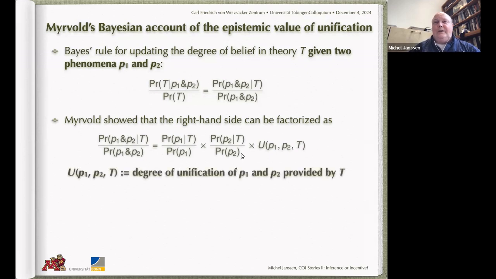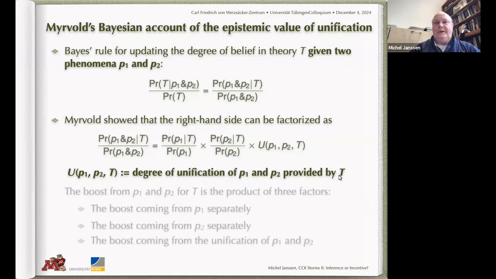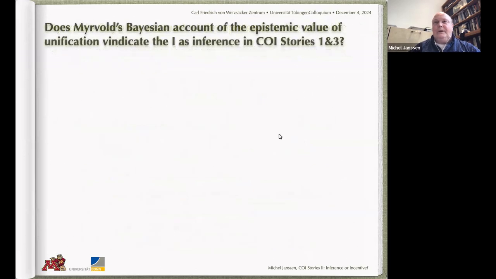Okay, and so the last piece, called U, is what he defines as, my definition is a little bit different, but it amounts to the same thing: the degree of unification of these two phenomena, P1 and P2, provided by the theory T. So you see that the boost for the degree of belief in T coming from those two phenomena is a product of three factors: a boost coming from P1 alone, from P2 alone, and from the unification, right? So this does seem to capture the epistemic value of unification. Now, sadly, I'll show you that this does not work.